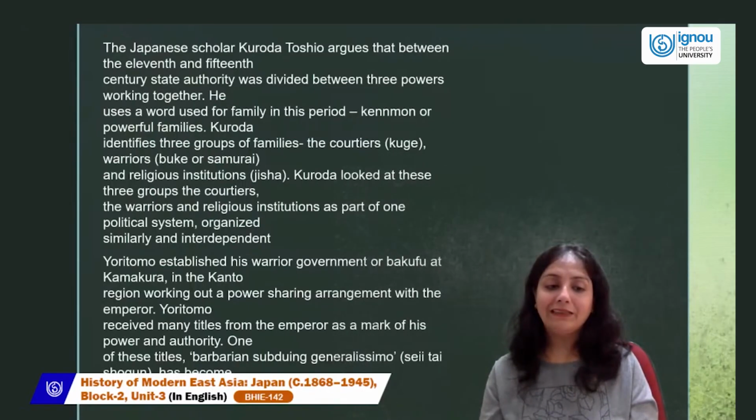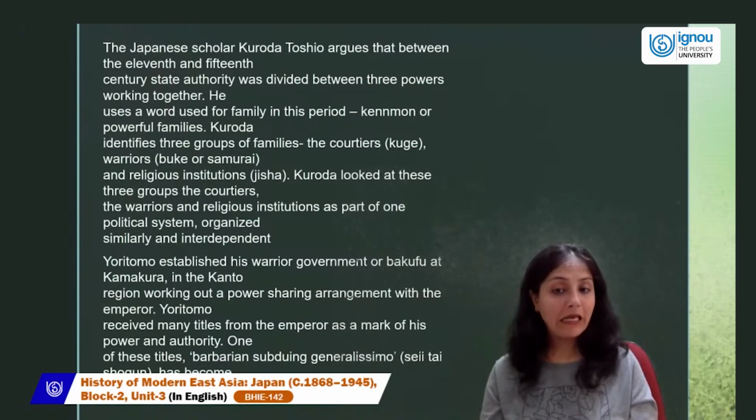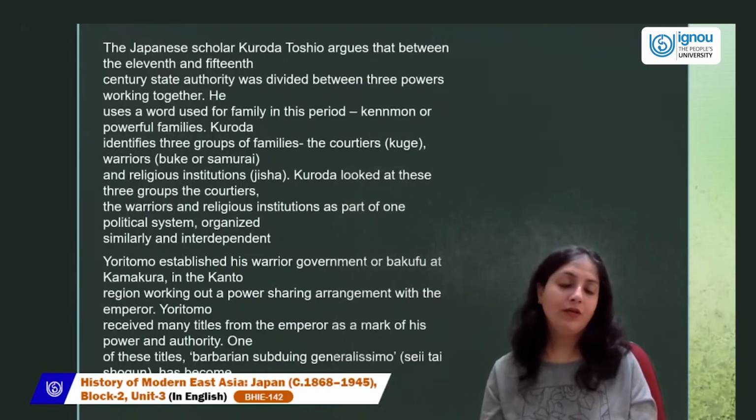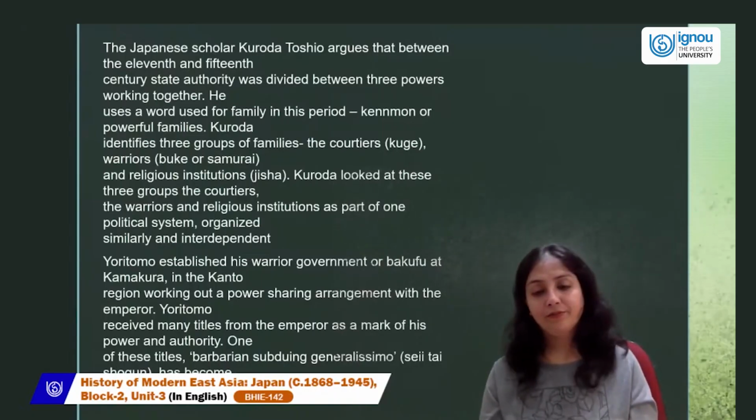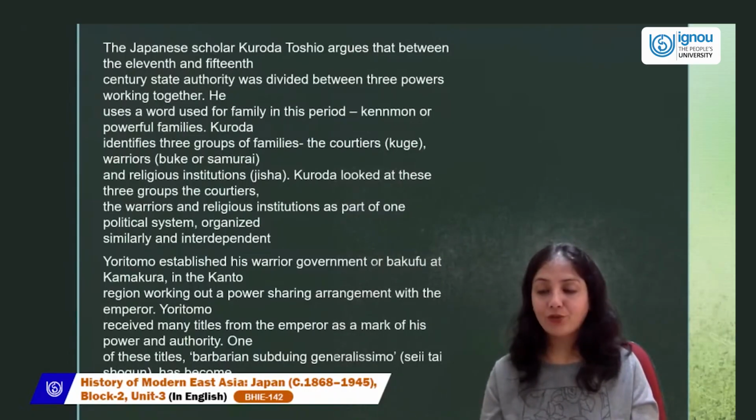One of these titles, what was that? Barbarian subduing generalissimo. Sei Tai Shogun. Sei Tai Shogun means barbarian subduing generalissimo, and has become the best known in English.